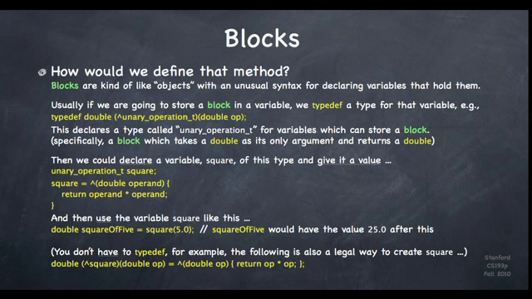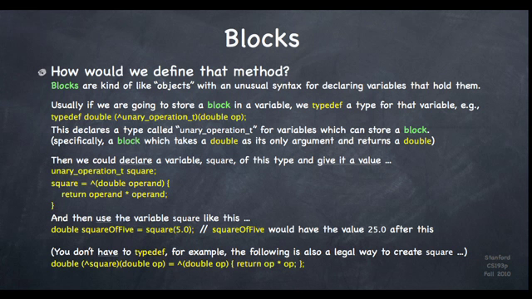So usually when we do this, we typedef. I don't know if everyone knows what typedef is. It's a C thing. Basically, you can define a type. So we're going to define a type, and that type is going to be a type of a variable that holds a block. And here's the syntax for that. Again, if you know about C function pointers, this doesn't look that weird.